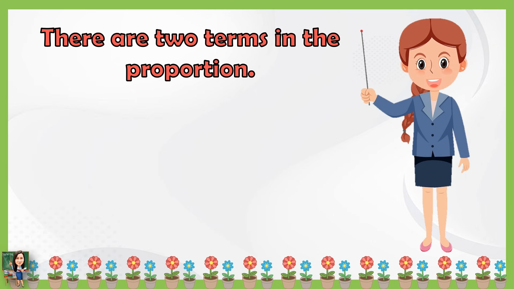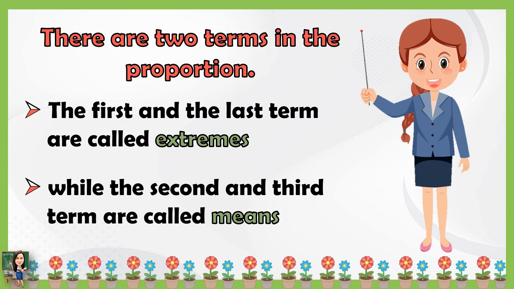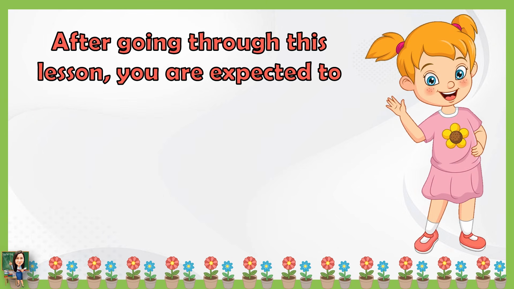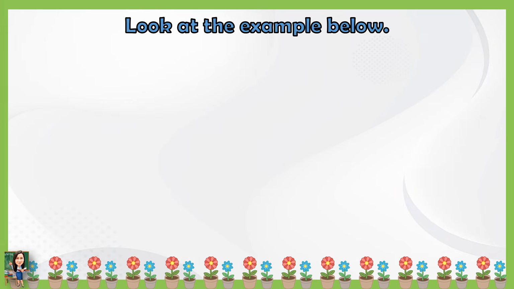There are four terms in the proportion. The first and the last term are called extremes, while the second and the third term are called means. After going through this lesson, you are expected to illustrate and understand the concept of ratio and proportion. Look at the example below.